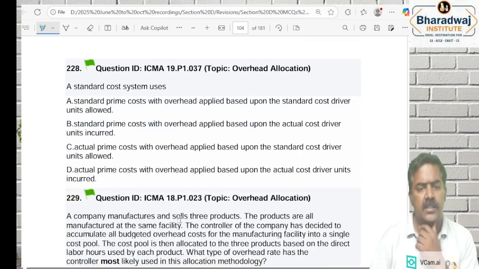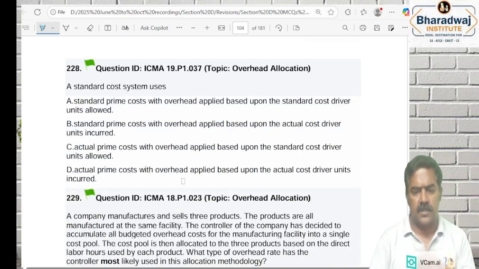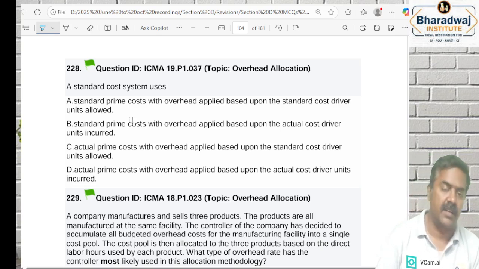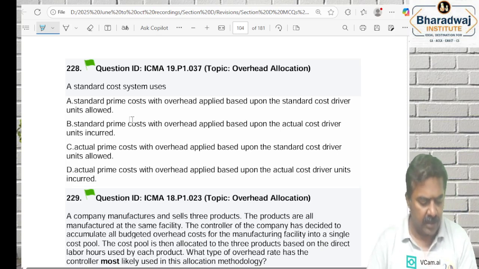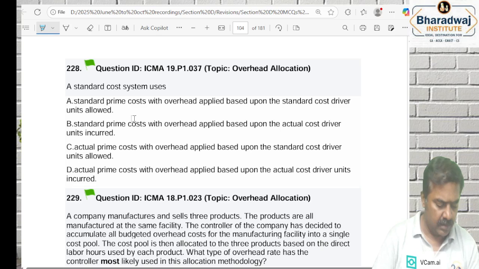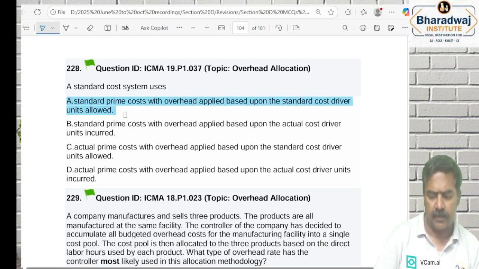Standard costing system uses everything standard. Material, labor, overheads, everything is based on predetermined rates.